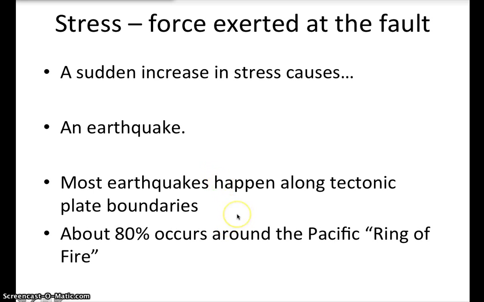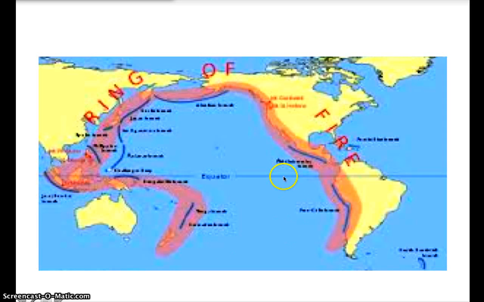And most earthquakes happen along tectonic plate boundaries. And you know there are tectonic plate boundaries off our United States west coast, which happens to be where 80% of all earthquakes occur. It is the Pacific Ring of Fire. And you can see it's not just on the west coast, but you have this ring-like area that encircles the Pacific Ocean. You have tectonic plates that are all over this area. And that is where 80% of all earthquakes occur.